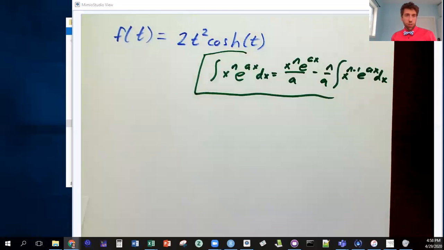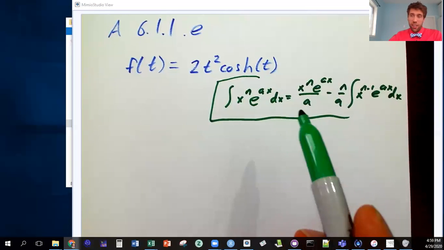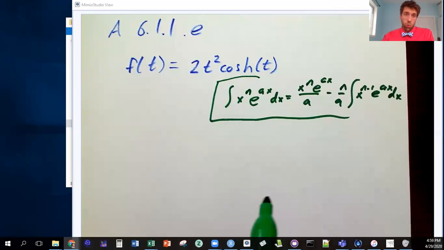This is differential equations. We're doing activity 611 part E. So here we have a hyperbolic function, some people call it cosh. It's really hyperbolic cosine. You can sometimes use an integration table with hyperbolic cosine and hyperbolic sine, but they're not always included. So we're going to use this integration table. We're just going to have to break down hyperbolic cosine into what it is.